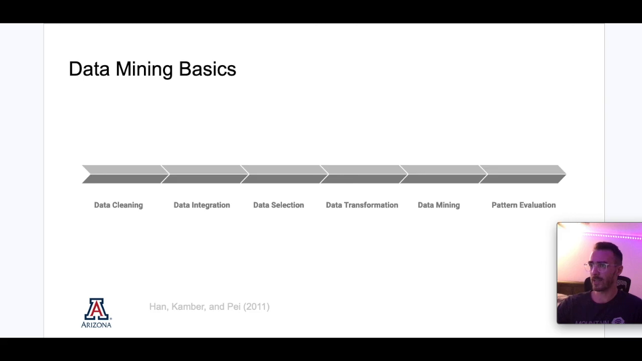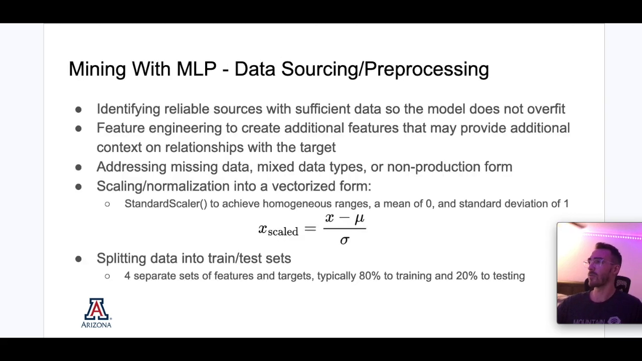So before I go into any of the code, I first wanted to start with the data sourcing and pre-processing I did with the neural network data. First I wanted to identify reliable sources with sufficient data so that we don't overfit our model. In the case that I did, I decided to create a neural network data mining example on stock data. I wanted to specifically use the network to create an indicator that would show whether or not there's going to be movement in the stock using some lagged variables.